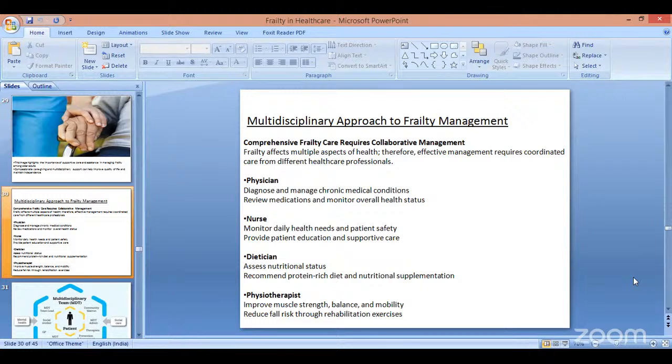The physician will diagnose and manage chronic medical conditions. They will review the medication and monitor the overall health status. Nurses will monitor daily health needs and patient safety. They will provide patient education and supportive care. The dietitian will assess nutrition status, recommend a protein-rich diet and nutrition supplementation. The physiotherapist will improve muscle strength, balance and mobility, and reduce fall risk through rehabilitation exercises.